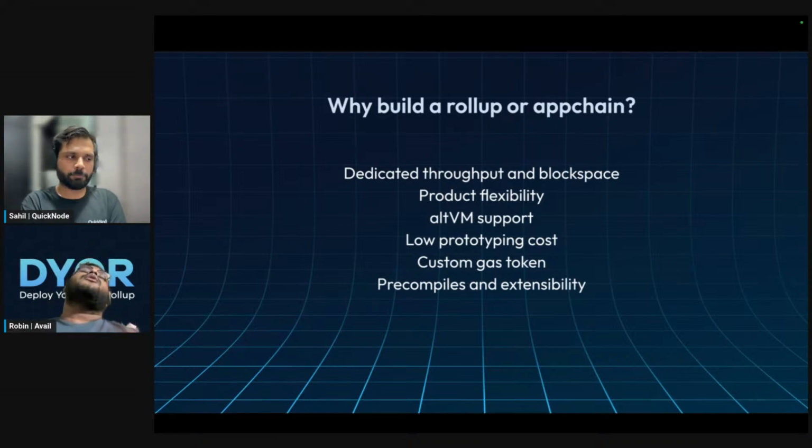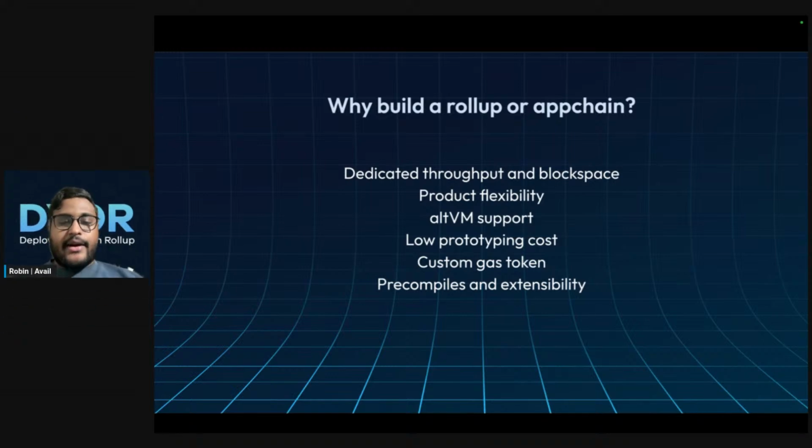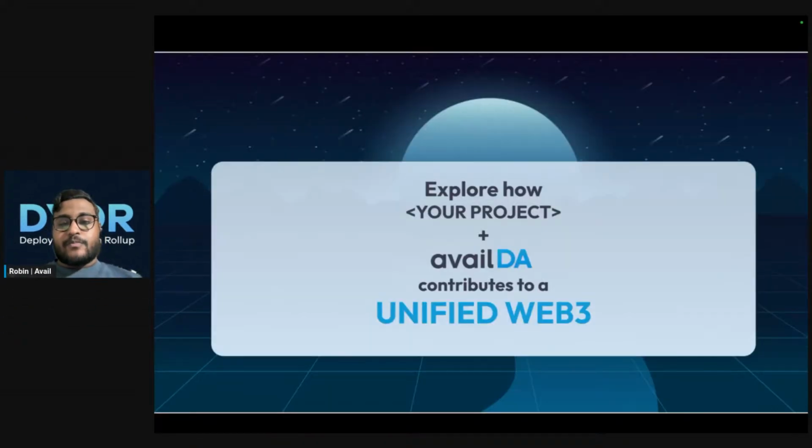So when you actually deploy a rollup for actual masses, this might be something that you want to consider, and all of that stuff. And also alt VM support. You can have any rollup with any VM, and it kind of works, right? So that is why you want to build a rollup or an app chain.